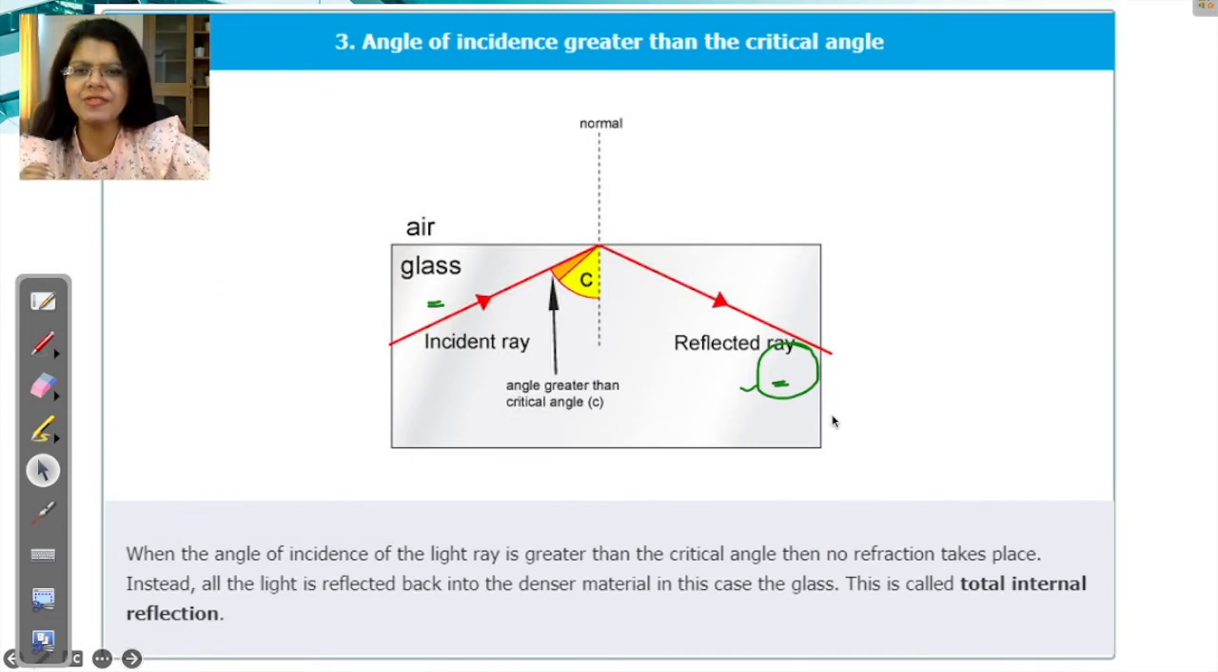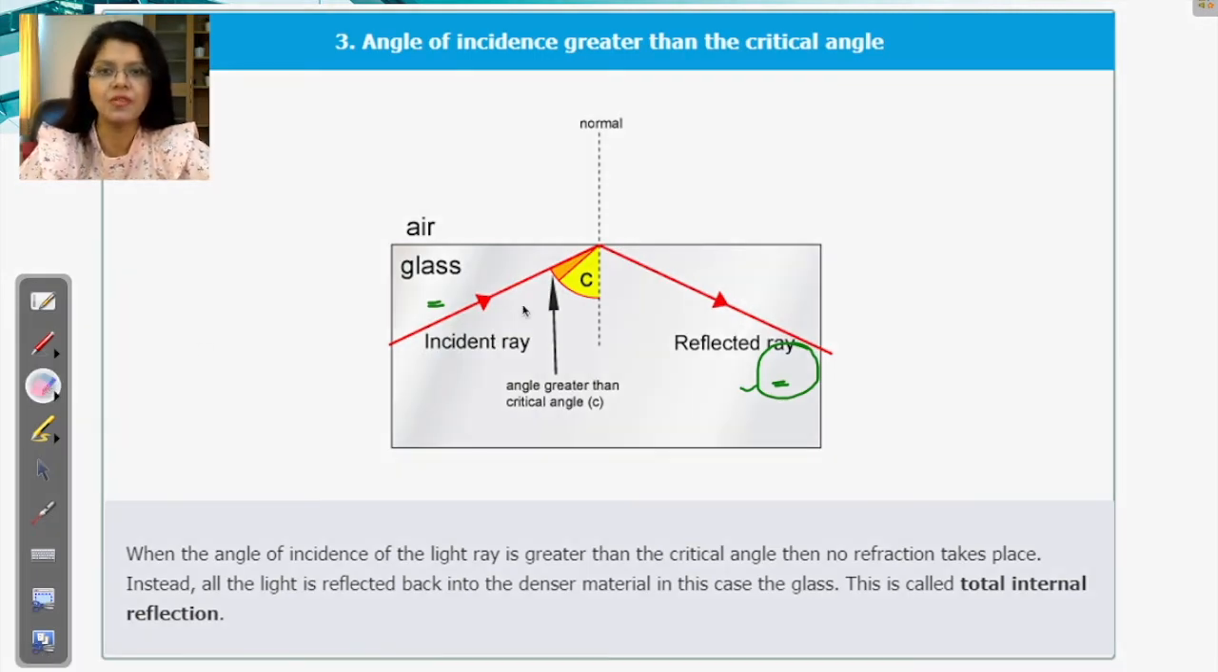Now, even if you increase the angle of incidence slightly beyond the critical angle, no refraction happens. No refraction happens. As soon as the angle of incidence becomes more than the critical angle, reflection starts happening. Reflection starts taking place. If you see your angle of incidence, there is no refracted ray anywhere outside in the air, the ray gets reflected totally. This is called total internal reflection.